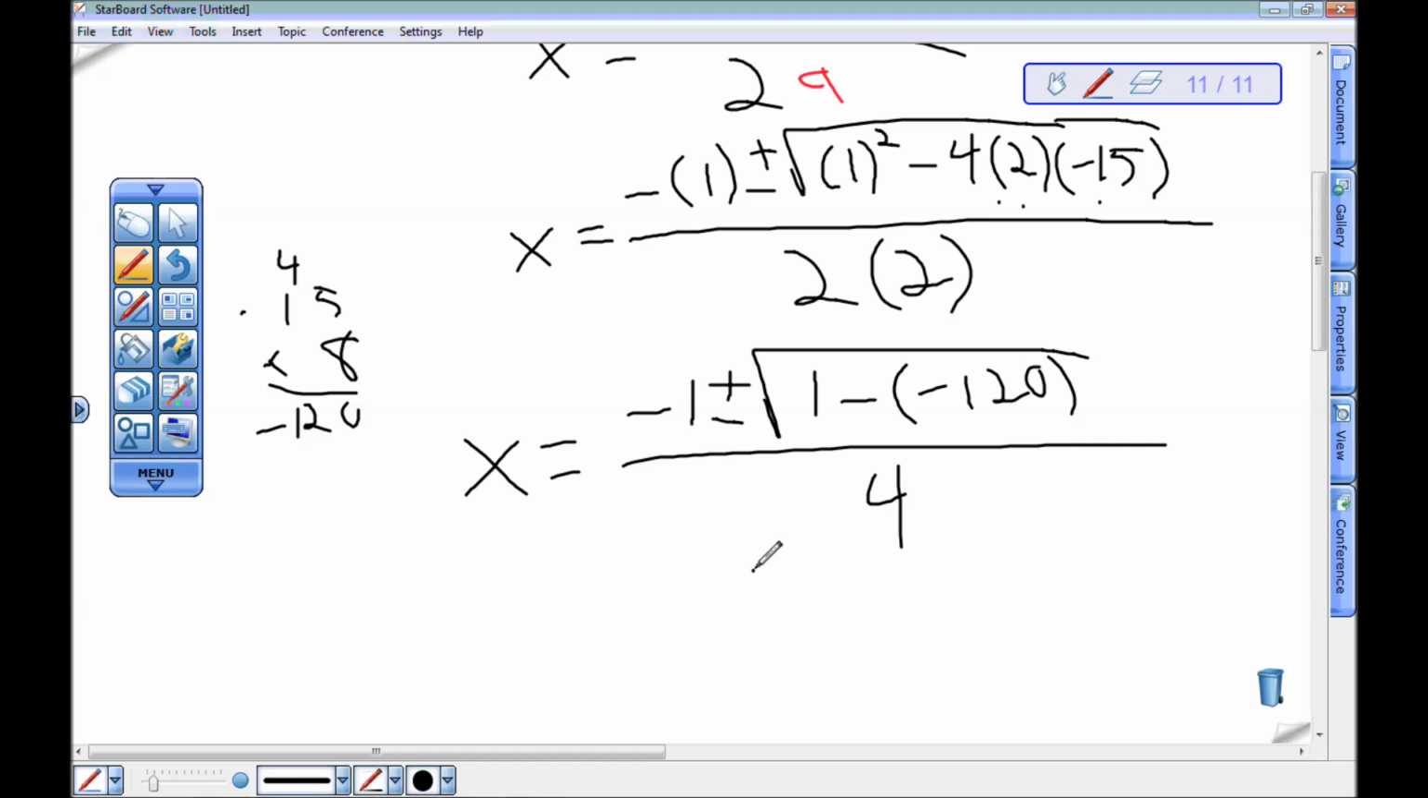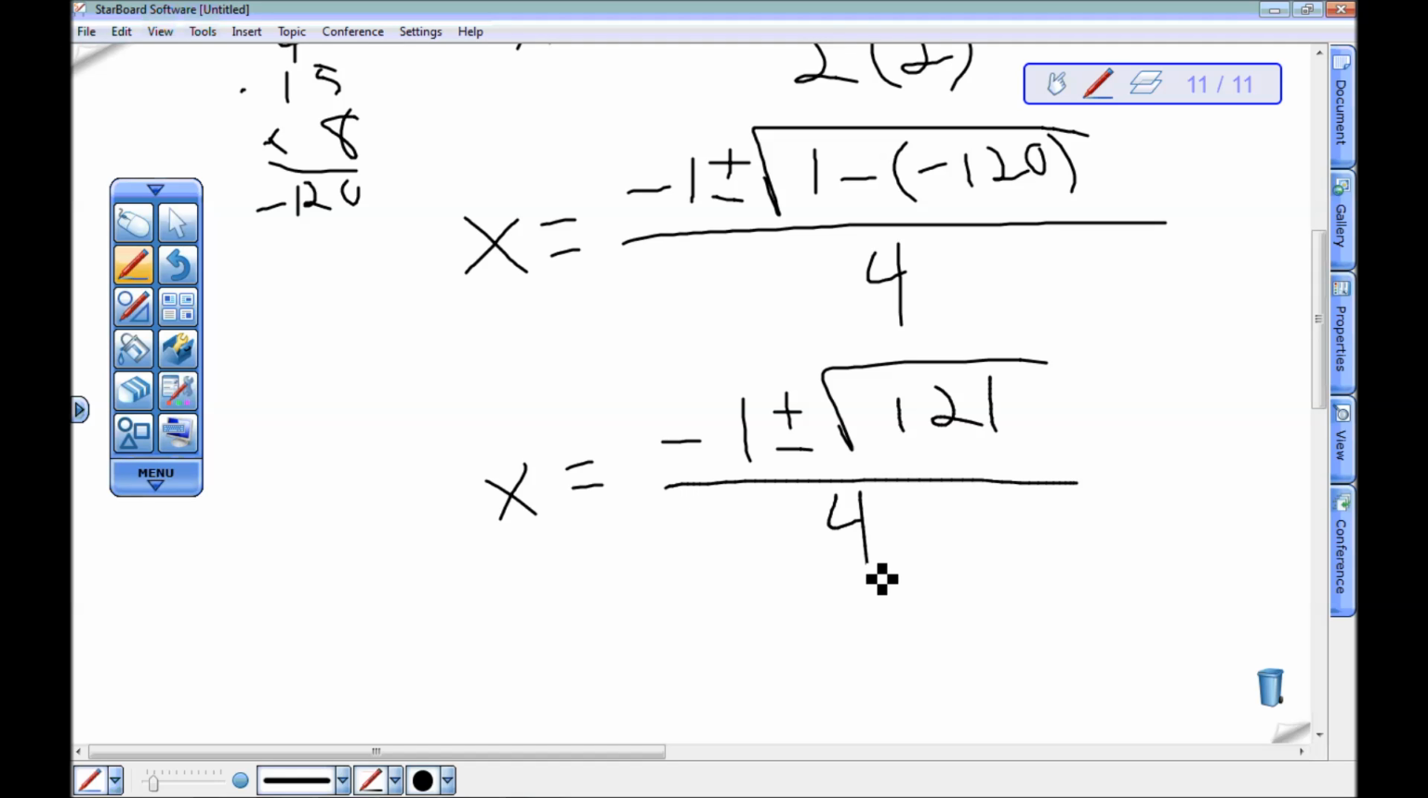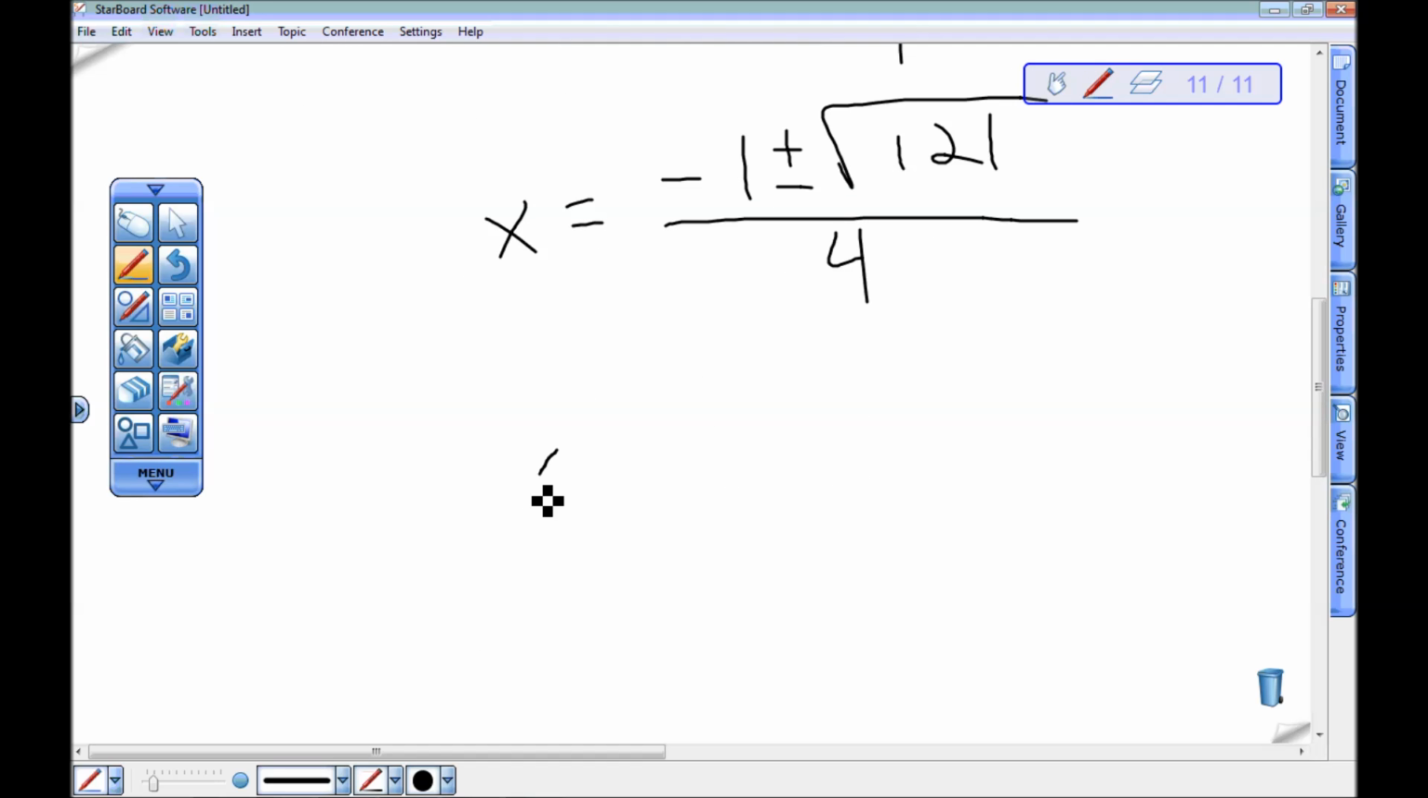Okay, so then again, I want to just check in and make sure I've got this going correctly. I had the opposite of 1, it's negative 1. I've got 1 squared is 1. 4 times 2 times negative 15, 30, 60, times 2 is 120, should be negative, okay? 2 times 2 is 4. All right, I feel good so far. So now, I have x equals negative 1 plus or minus 1 minus negative 120 will be 121 all over 4. Now I'm ready to take the square root.